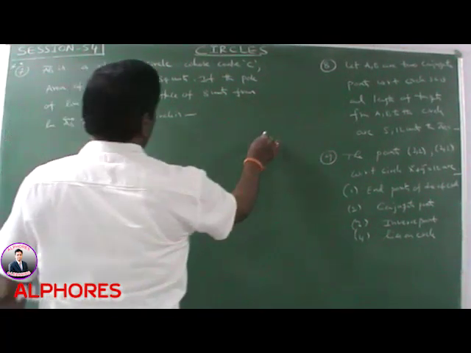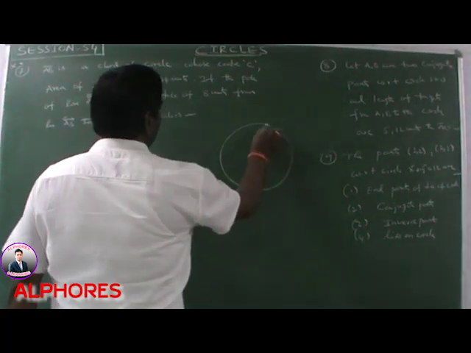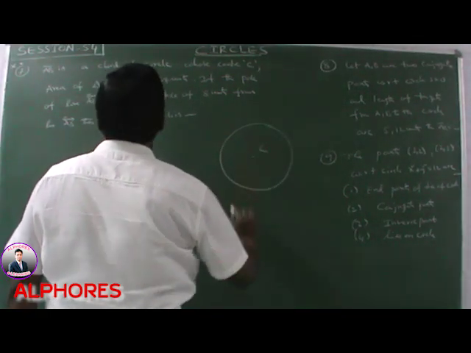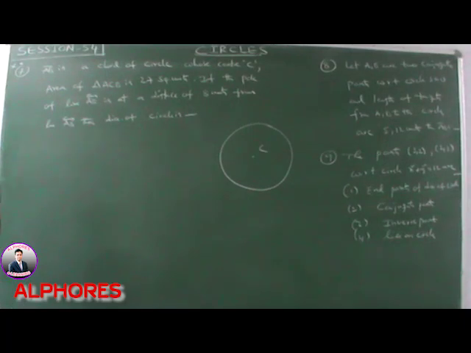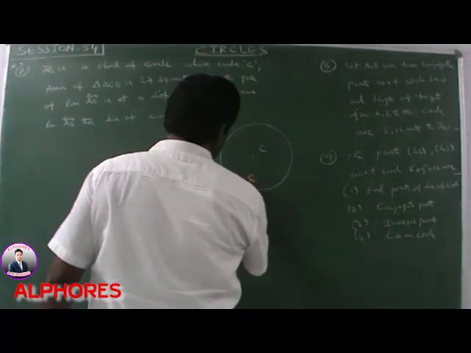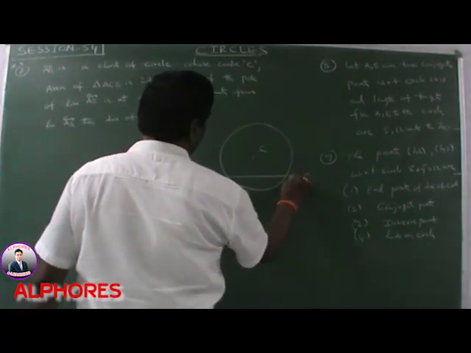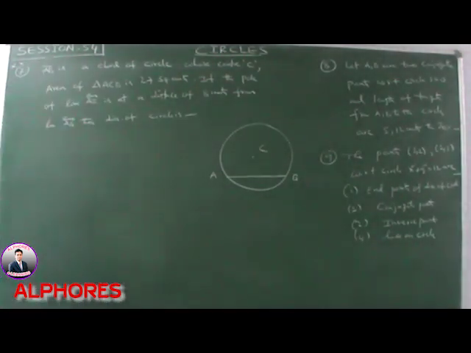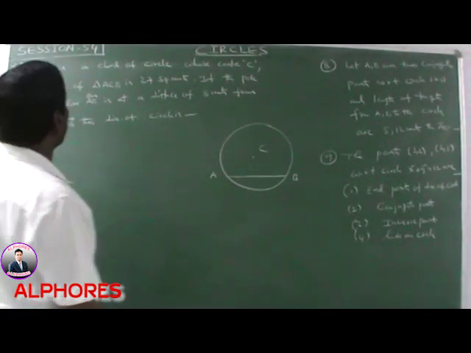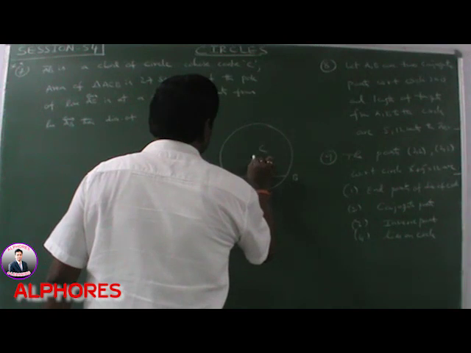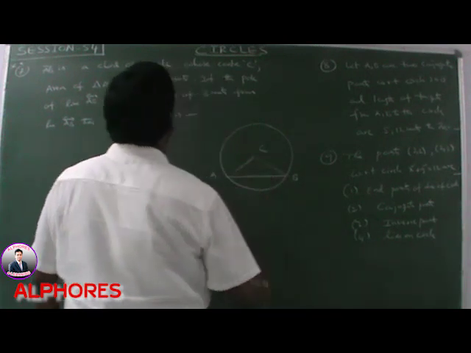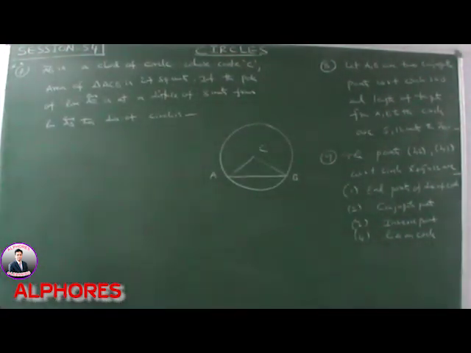In this case, the center of the circle is C, and AB is one of the chords of the given circle. Here the area of triangle ACB, that means join AC and CB, this area is equal to 27 square units.